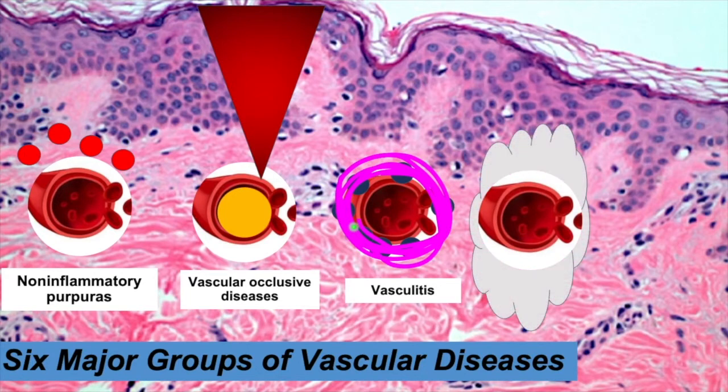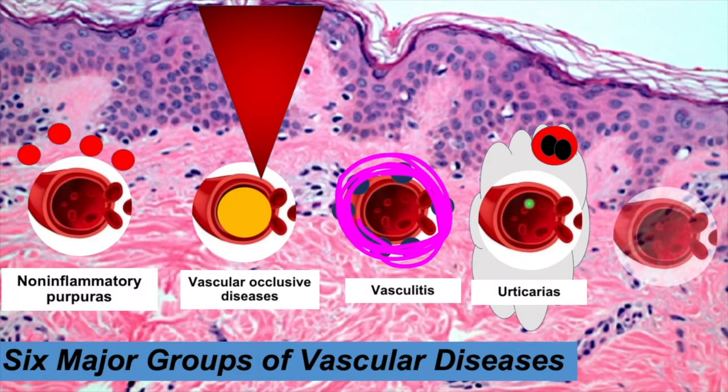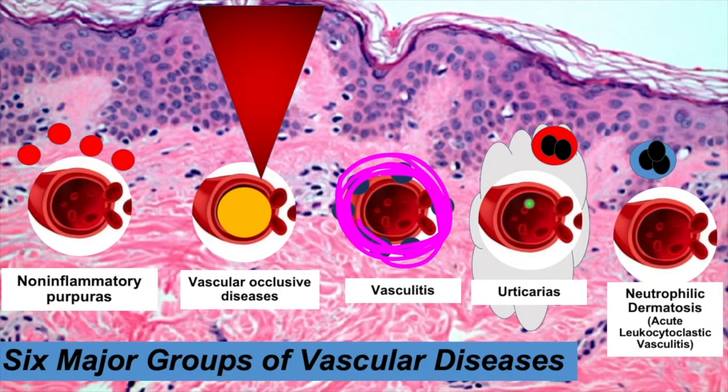The fourth pattern is you see edema with eosinophils, and this pattern we call urticarias. All types of urticarias have these features. You will see edema in the superficial layer, or sometimes extending to the deeper layer of the dermis, with eosinophils. And the fifth pattern is you see neutrophils.